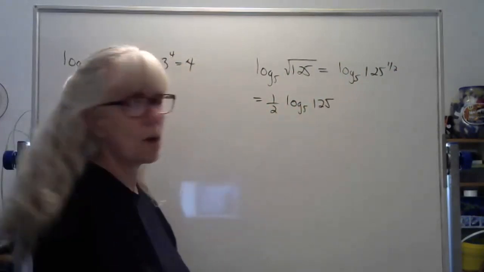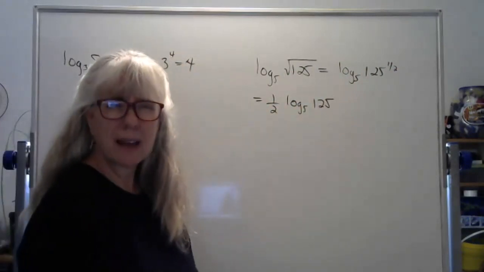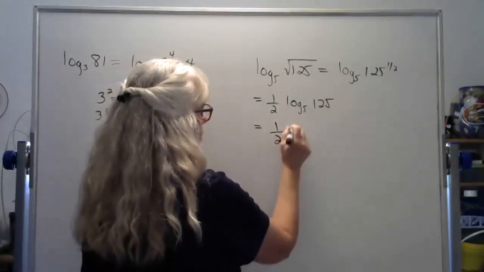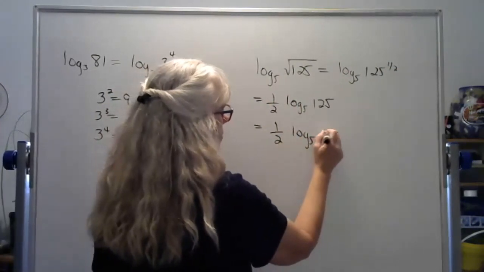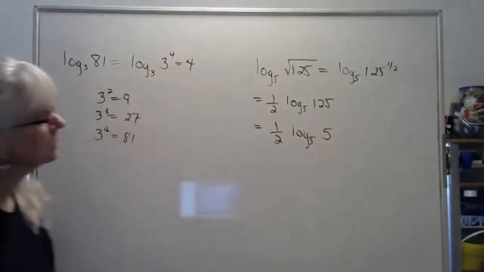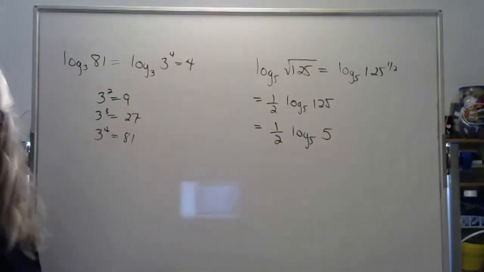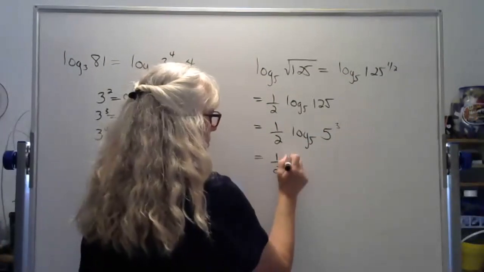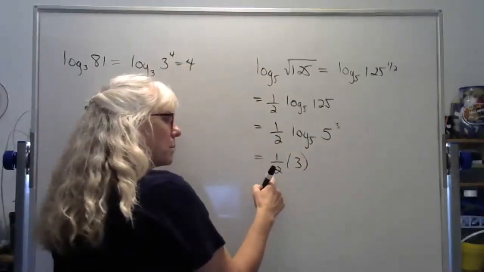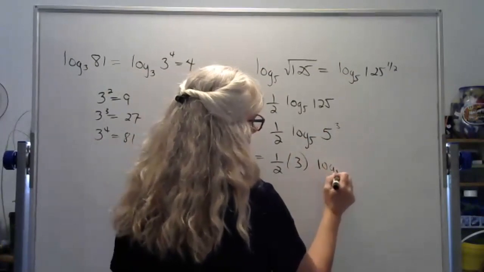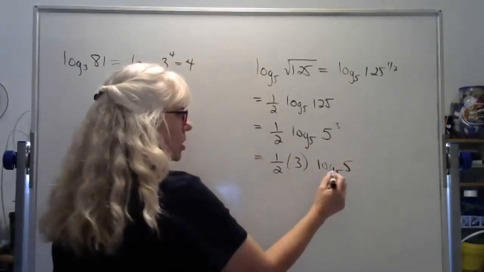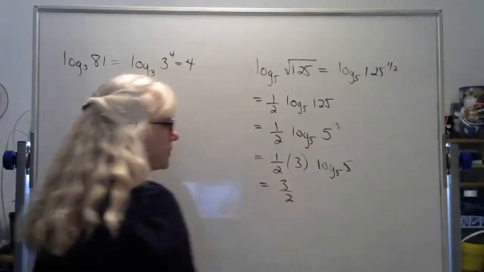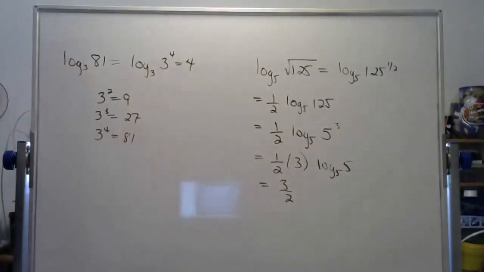So then now what can I do? Well, I need to rewrite that 125 as a 5. So that would be 5 to the what power? Third. Beautiful. Now we can move the 3 out in front, and when you bring it out in front, you're multiplying it by the 1/2. Log base 5 of 5, and again, log base 5 of 5 is 1, so I end up with 3 times 1/2, or 3/2. Good.